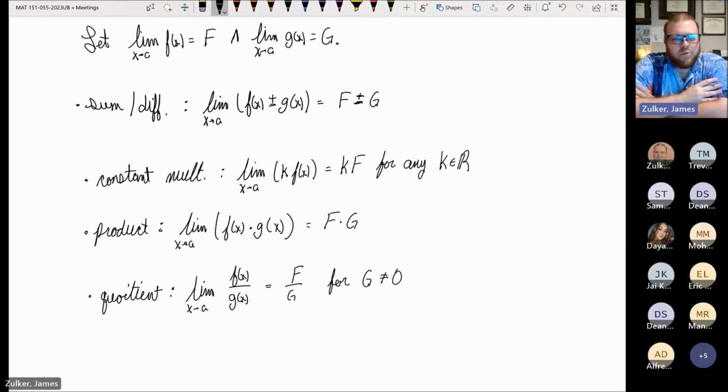So if you're doing the limit of a quotient of two functions, then it is the quotient of the limits as long as your divisor is not zero. Right? Meaning that the limit of the denominator is not zero.